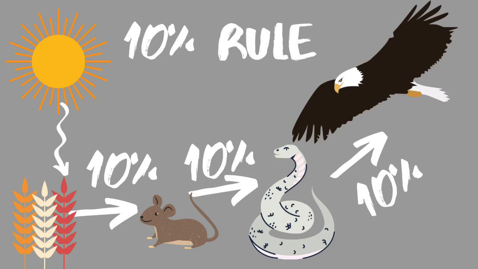It's important to note which direction the arrows are flowing. They're showing the flow of energy, and it's also important to note that they only get 10% of the energy of the animal that they've eaten. 90% of the energy is lost as body heat.